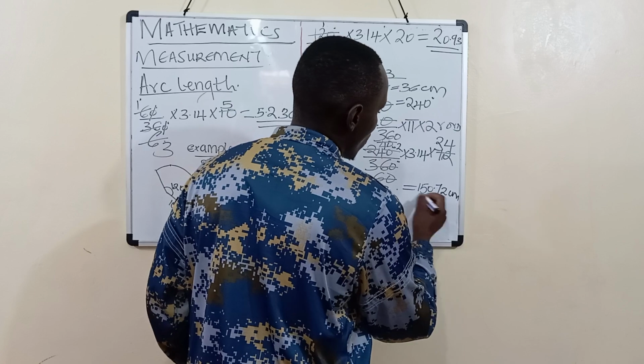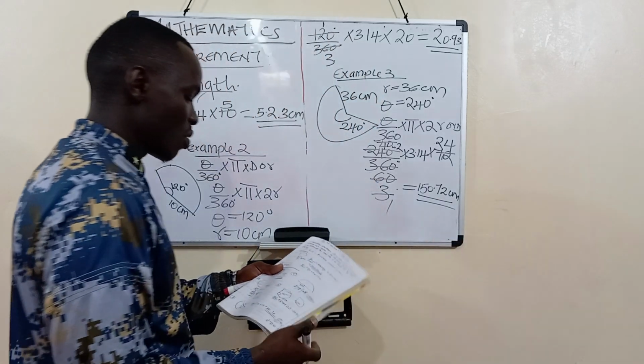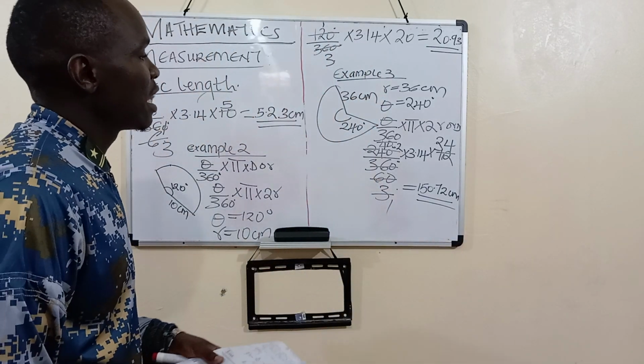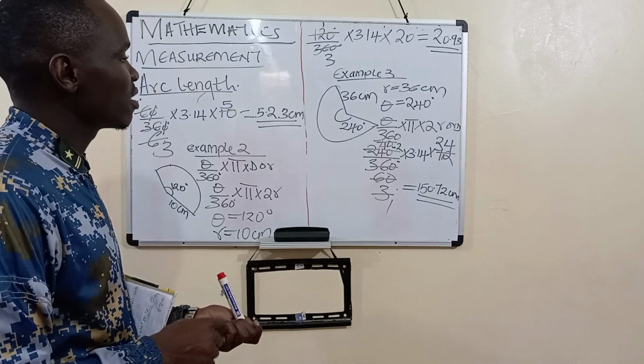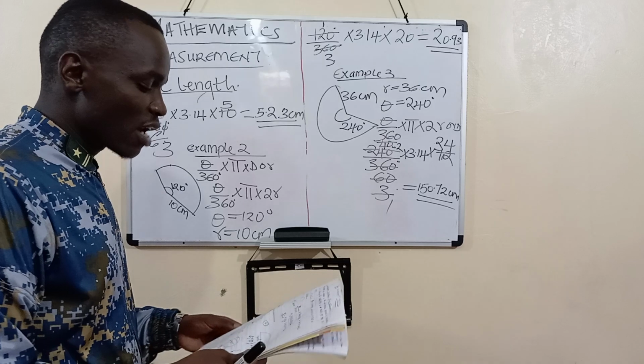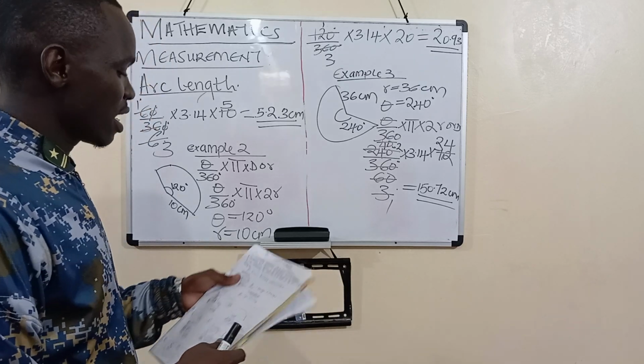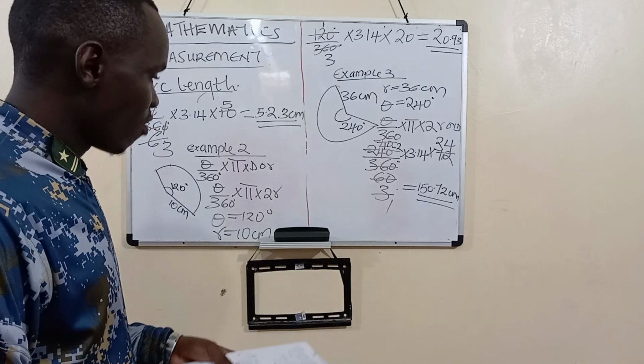So the value in this case is going to be 150.72 centimeters. That is the way we obtain the value of the arc length.